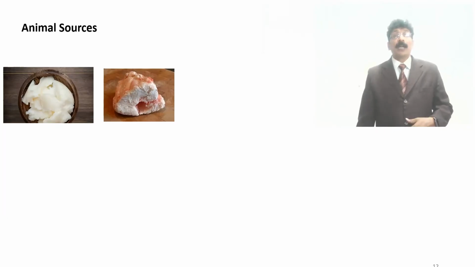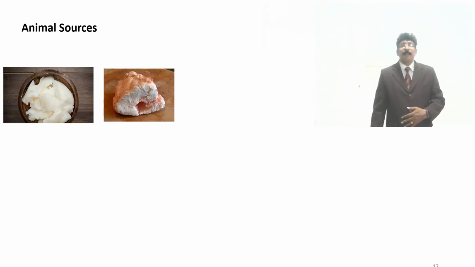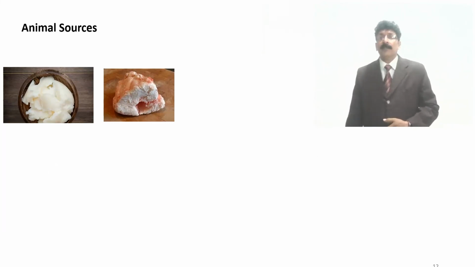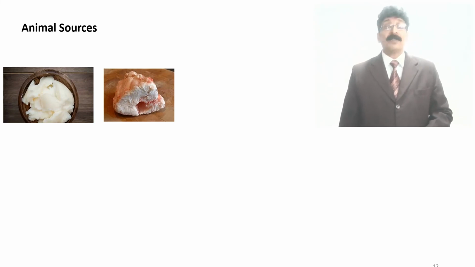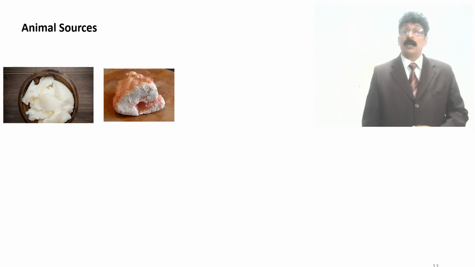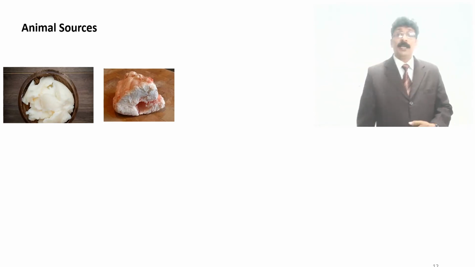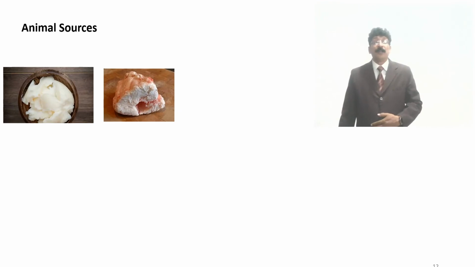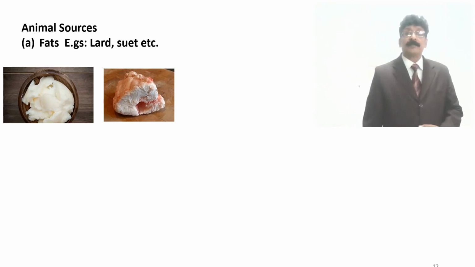Now we are coming to the animal source. You can see the 2 pictures which I have shown in the slide. The one is white in color, which is lard, obtained from pork. The other is slightly reddish, yellowish and white, from goat or sheep meat. It is possible for you to get this type of fat from animals, like lard, and that is called whiting, and another one is suet.